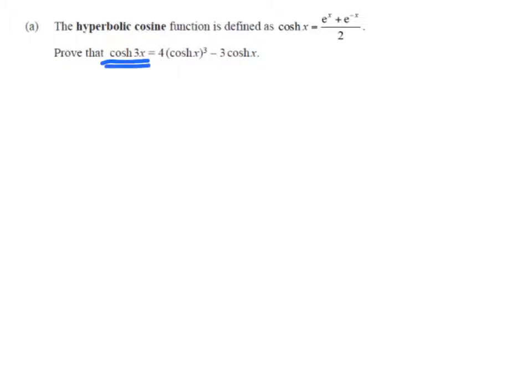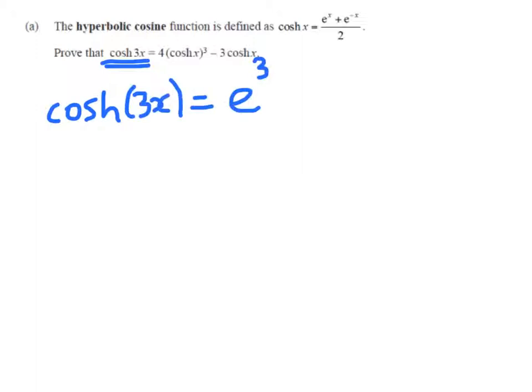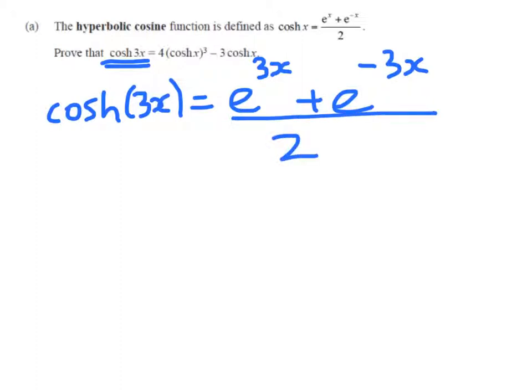Alright, so first looking at cosh of 3x. Well, all I do here is I substitute 3x instead of x. Right, so that's all we're going to do with that. So just leave that there.